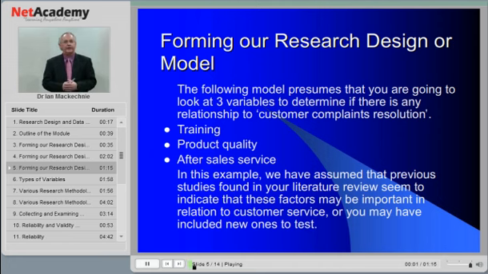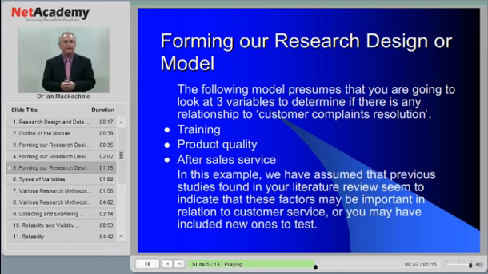Now, continuing to use our example of our customer complaints, let's have a look at what this means in relationship to our research design or our model. Now, let us presume that the three variables that we are going to look at in relation to the handling of customer complaints, we will say are training, product quality and after-sales service. Now, how did we come up with those variables?